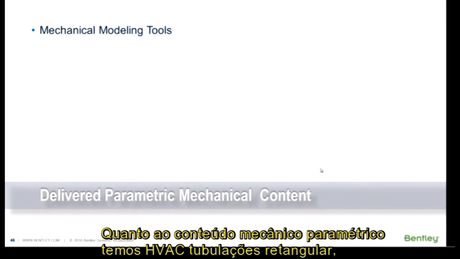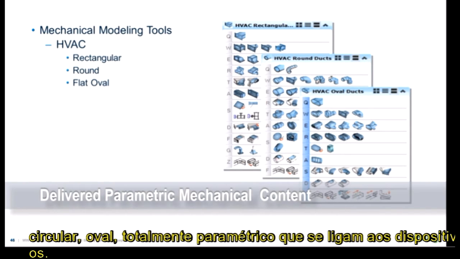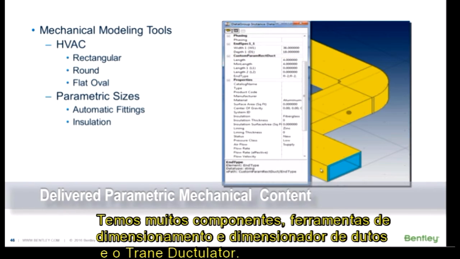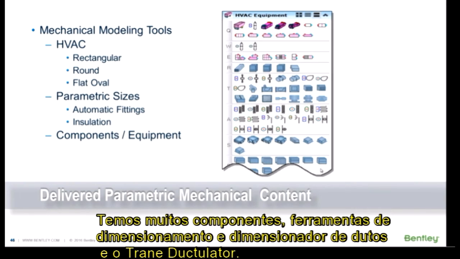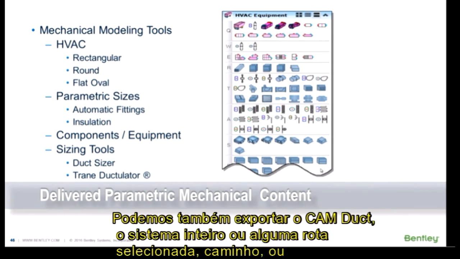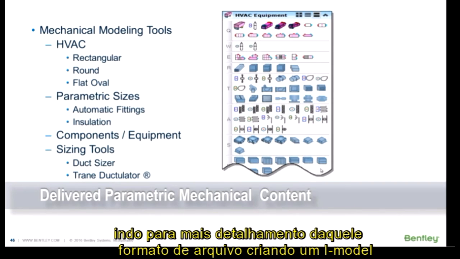On the delivered parametric mechanical content, we have HVAC, rectangular, round, and flat oval ductwork. They're parametric in size. They can be placed as you go with automatic fittings, insulation as well. We have many components, sizing tools, and a ductulator. We can also export to CAMduct, either the entire system or a highlighted route or path or individual object, as well as we can go to Vulcan by Trimble for sheet metal cutting, and then going on to more detailing for that file format as well.